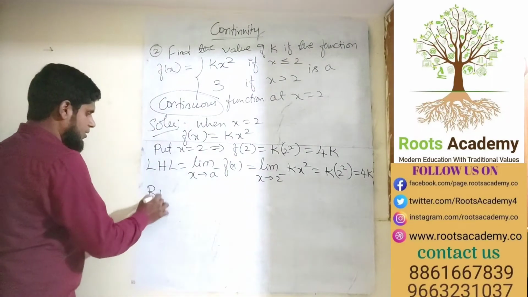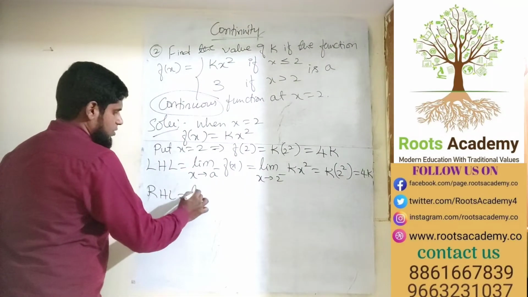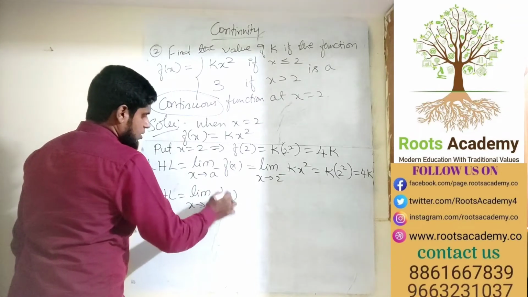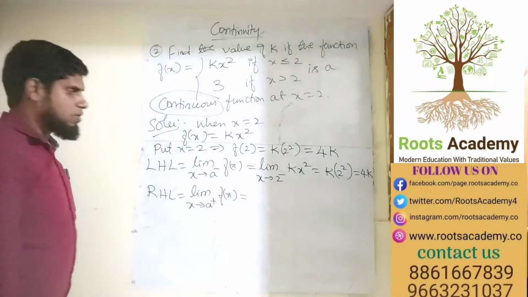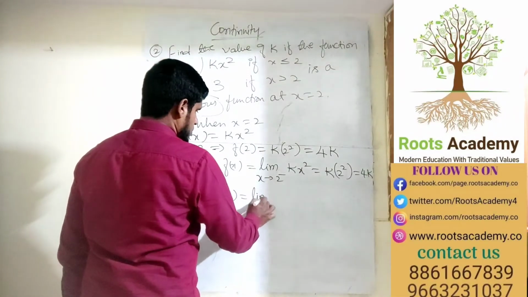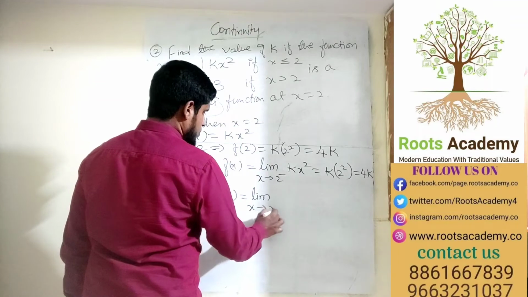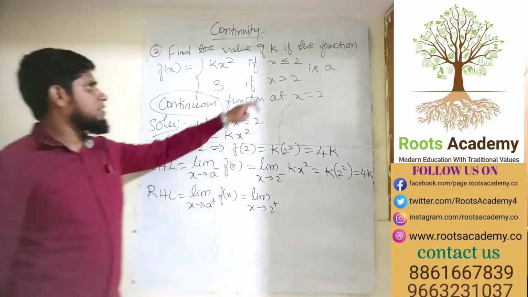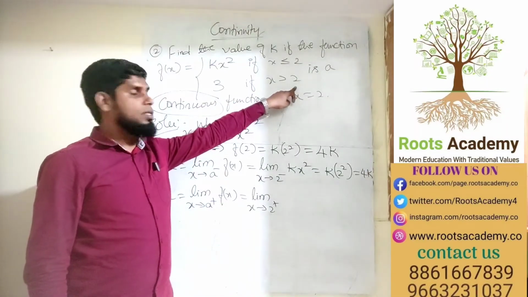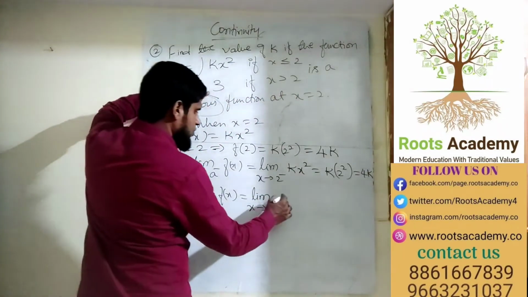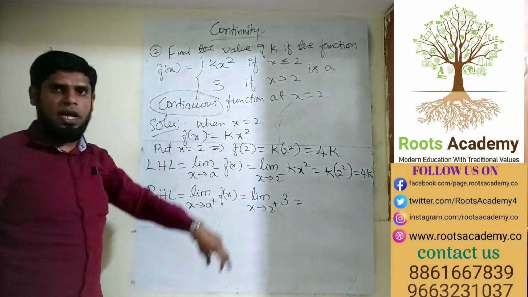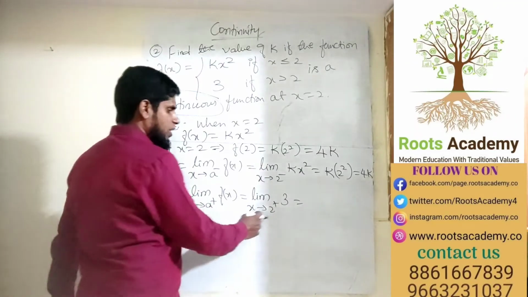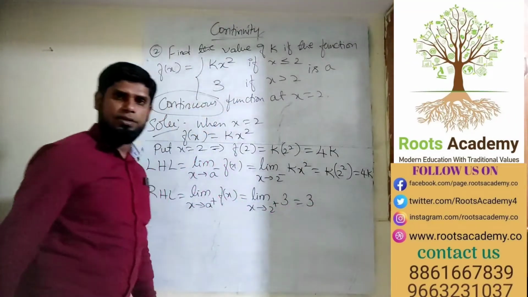Next, the right hand limit is equal to limit x tends to a plus f of x, which is equal to limit x tends to 2 plus. For the right hand limit, if the value of x is greater than 2, then the function is 3. Since it is a constant function, it will not change for any value of x. So the answer is 3 only.